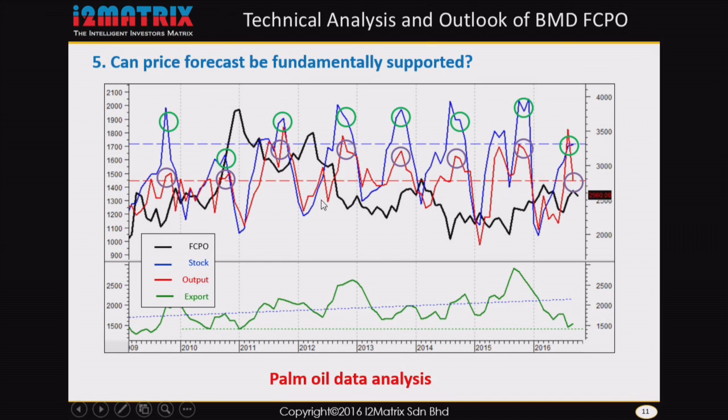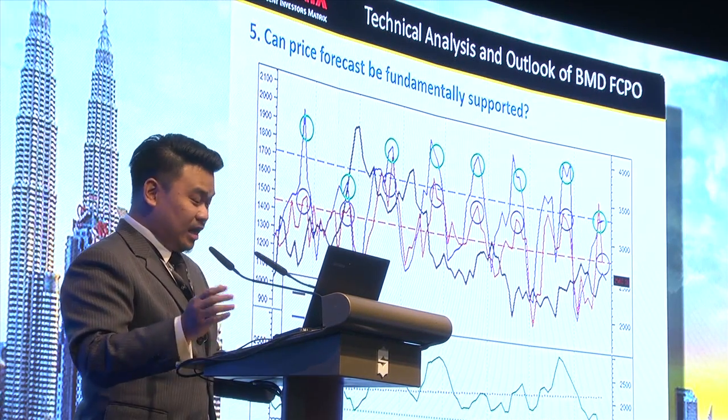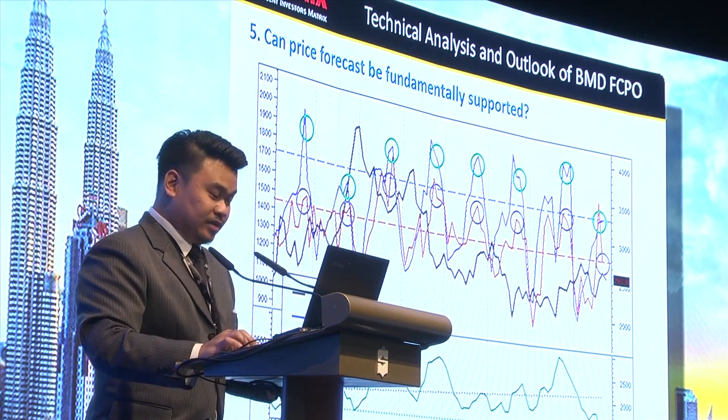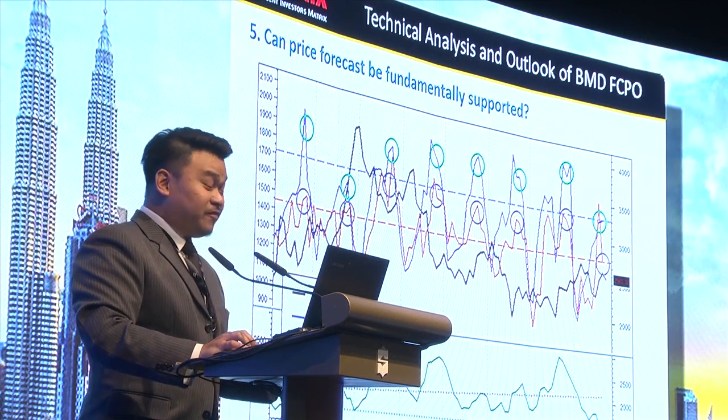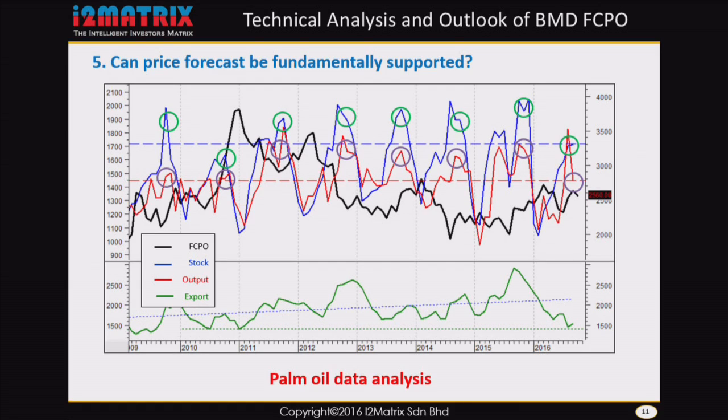Now, can the price forecast be fundamentally supported? We are actually looking at inventory levels at the lowest since 2011, the lowest in 5 years. If the inventory stays at this level, and we just look at the price relationship against inventory alone without other factors, the price should be trading at 3,500 ringgit and above. But of course, that doesn't take the other factors into account.